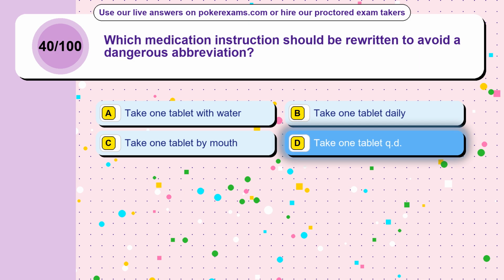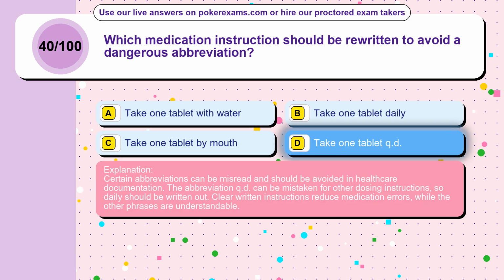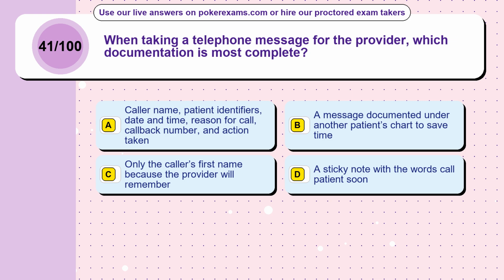The correct answer is option D, take 1 tablet QD. Certain abbreviations can be misread and should be avoided in healthcare documentation. The abbreviation QD can be mistaken for other dosing instructions, so daily should be written out. Clear written instructions reduce medication errors, while the other phrases are understandable. Question 41.